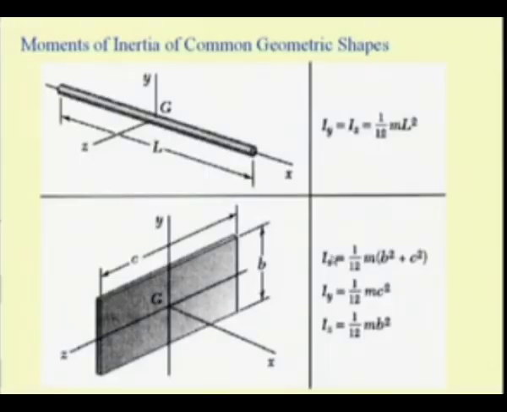So, we have this Ix, the axis perpendicular to the plate, as 1/12 m (b square plus c square), and the second moment of this plate with respect to the y axis is 1/12 m c square, and with respect to the z axis is 1/12 m b square. These things we derived in our earlier example.